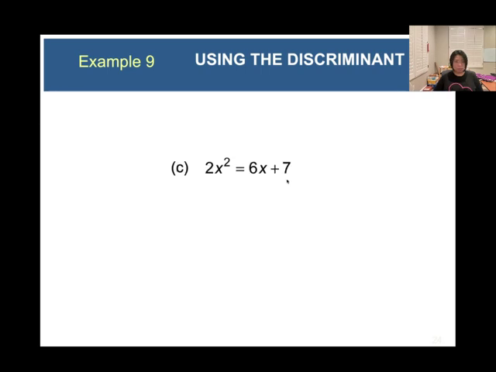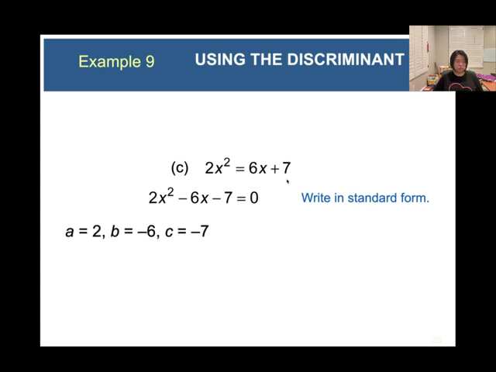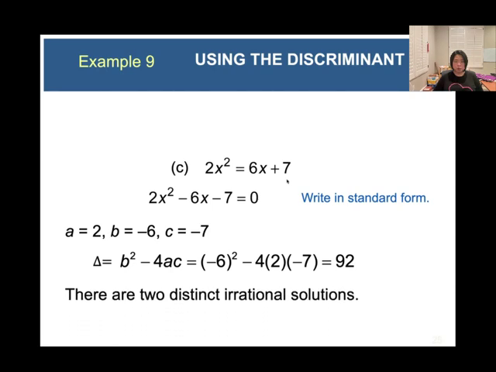Okay, last one. Write it in standard form. And then find your a, b, and c here, right? So the discriminant would be equal to positive 92. And this is not a perfect square. So we have two irrational solutions. Okay, that's it.